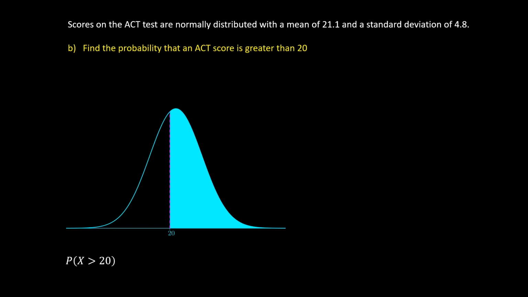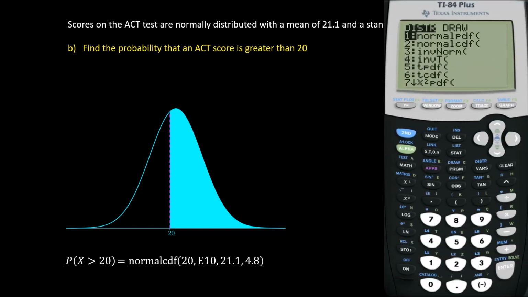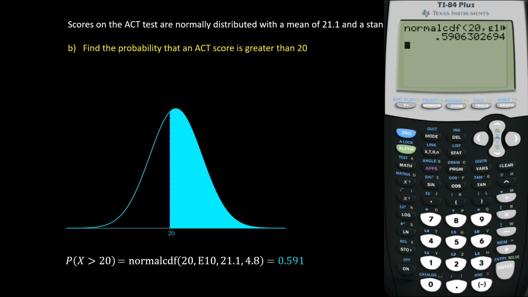Now, what is the command that we use to find normal probabilities? Normal CDF. How do we get to it? We press second, then vars, and then select the second option. Now we type 20, a large positive number such as E10, then the mean and the standard deviation. Press enter and we get 0.591 rounded to 3 decimal places.